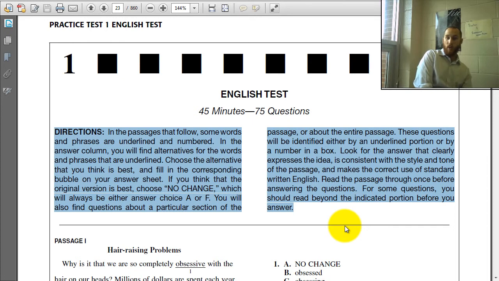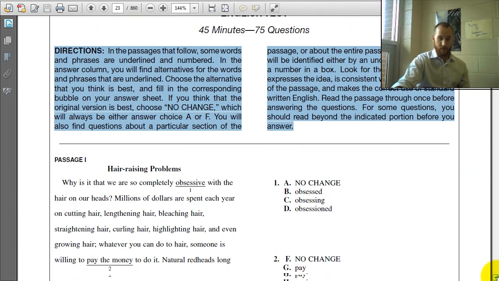Read the passage through once before answering the questions. For some questions, you should read beyond the indicated portion before you answer. So, automatically, it's letting you know exactly what you're looking for. In case you couldn't tell, it didn't address spelling, did not address vocabulary. Those two things are actually not in the ACT or the PLAN test.